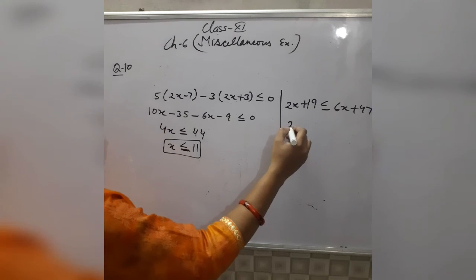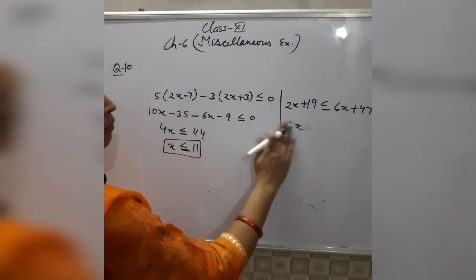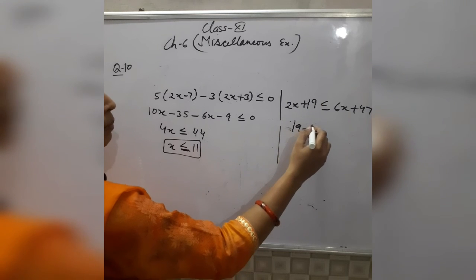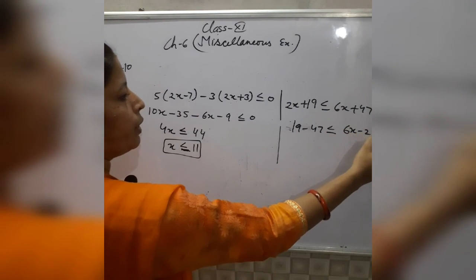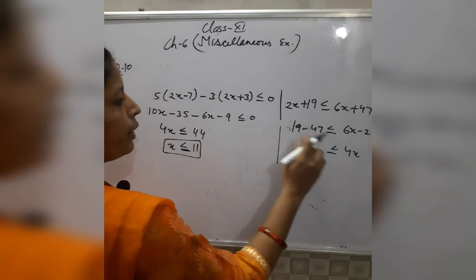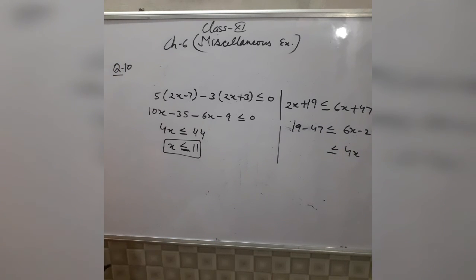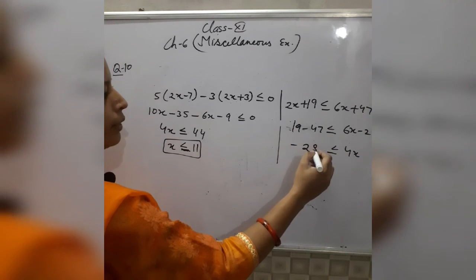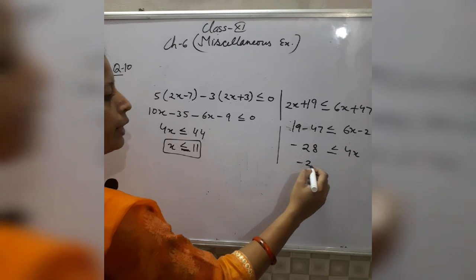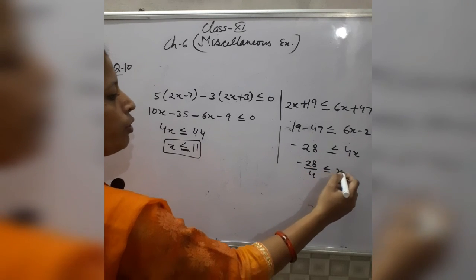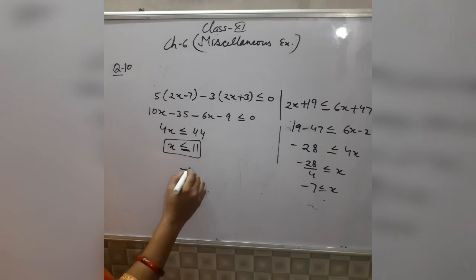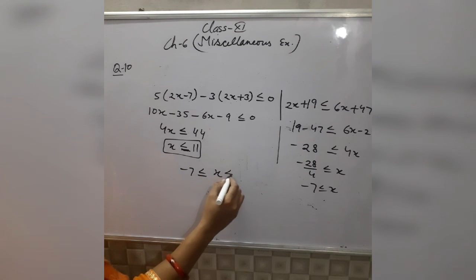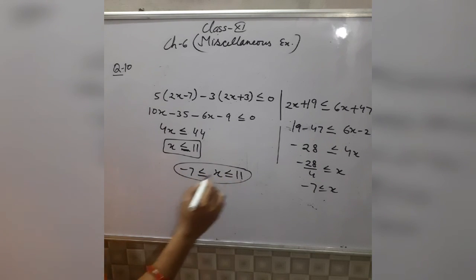Now see the second: shift this 47 on this side, 19 minus 47, and 6x minus 2x becomes 4x. 19 minus 47 becomes minus 28, and when this 4 comes on this side, then minus 28 by 4, the value of x is greater than or equal to minus 4. So x is greater than or equal to minus 4 and less than or equal to 11. So this is the solution.